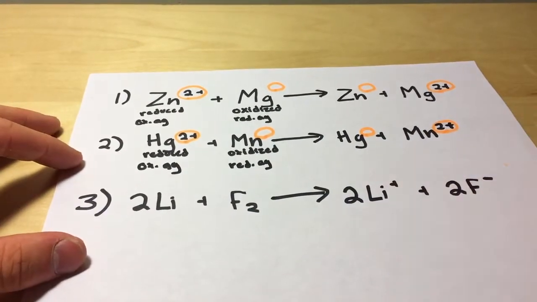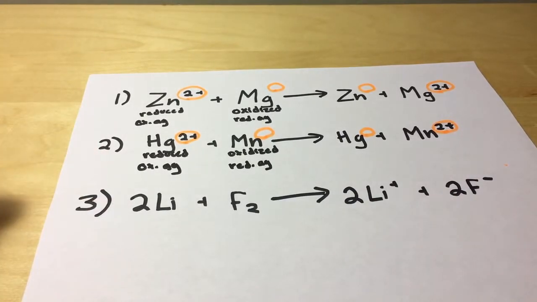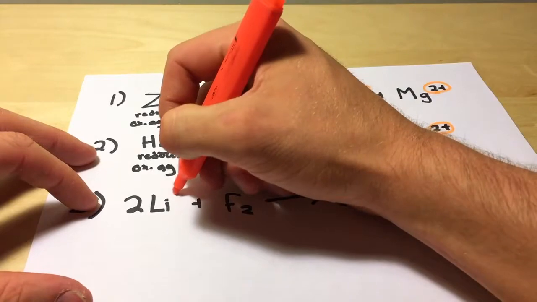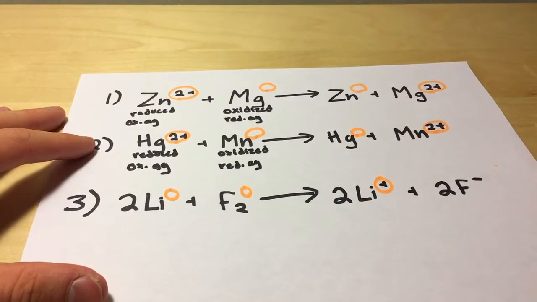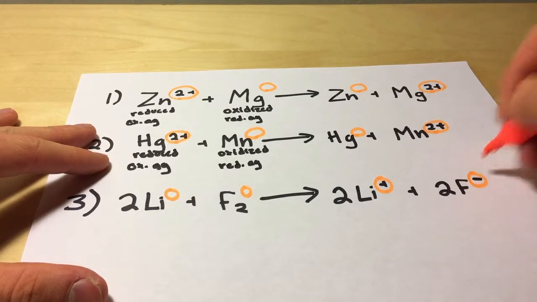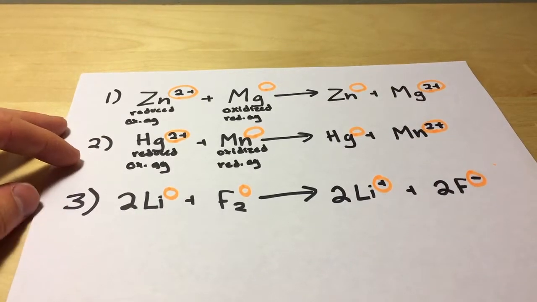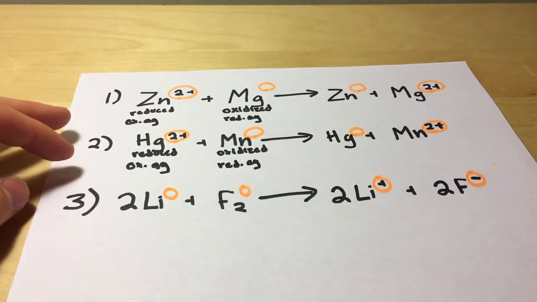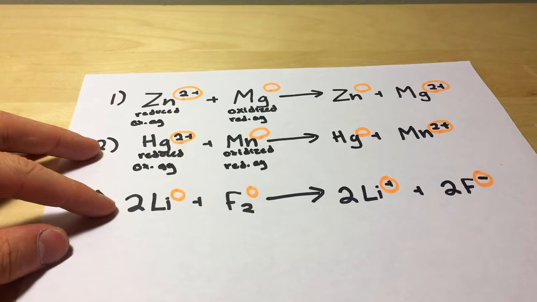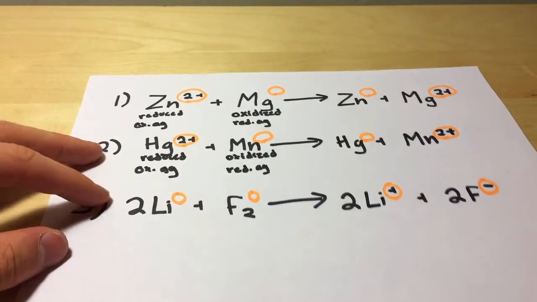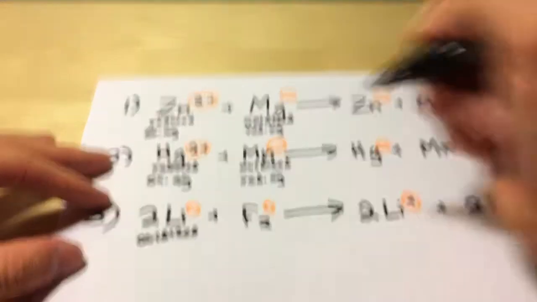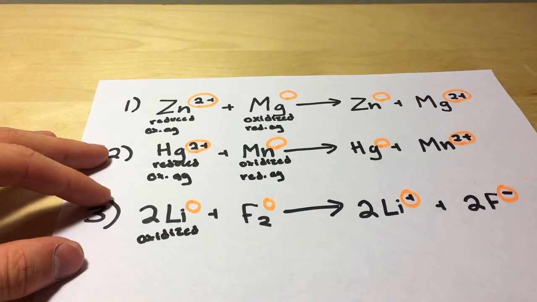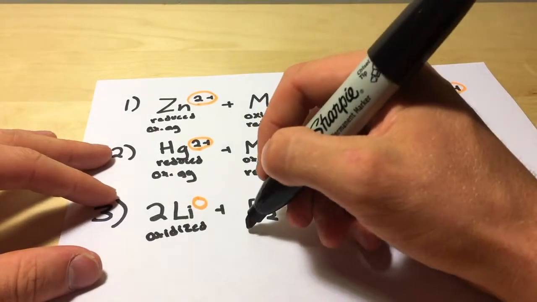Finally, question number 3. We have 2 Li, neutral charge, and F2, neutral charge. And looking on the other side, we see that Li ends with a charge of positive 1, and F ends with a charge of negative 1. So we know that Li is losing electrons and becoming more positive. So we know that Li is being oxidized. And F is becoming more negative, therefore gaining electrons. F is being reduced.